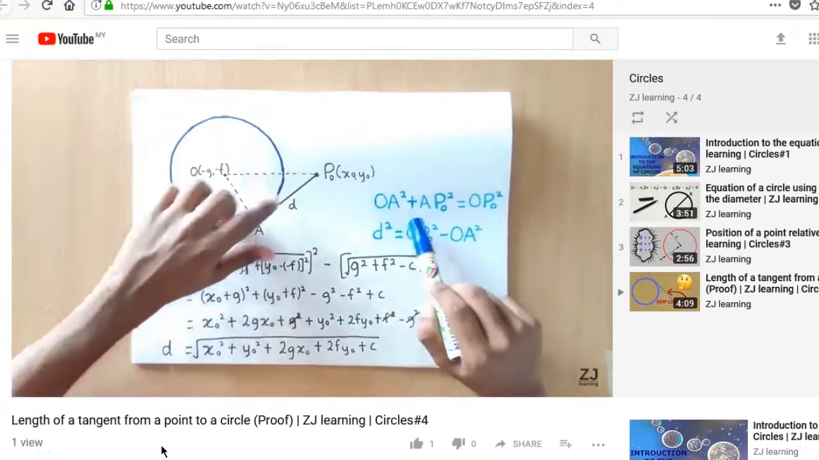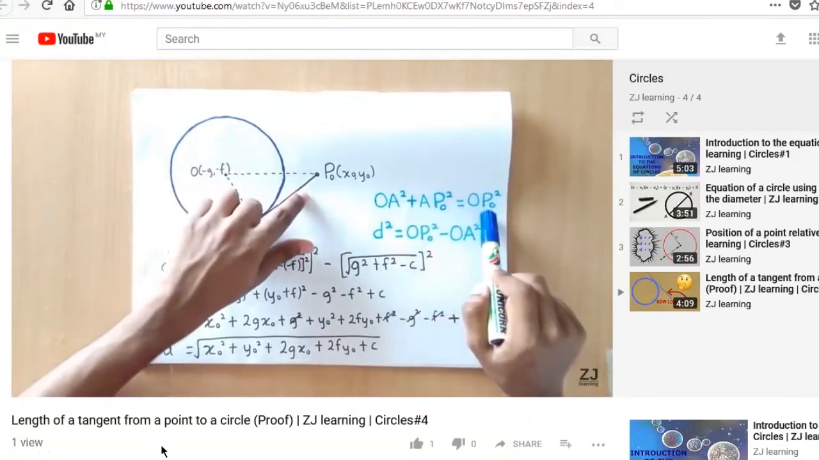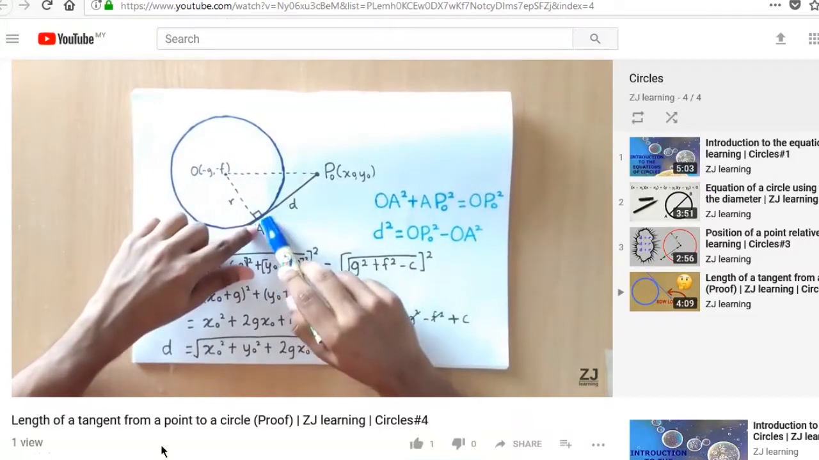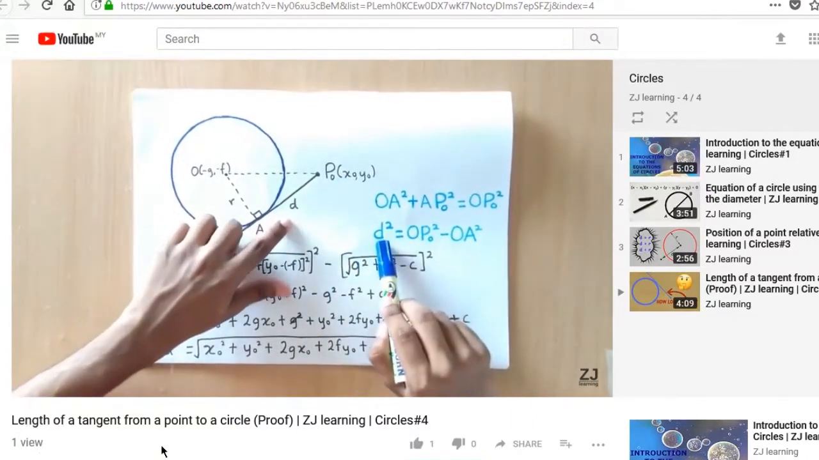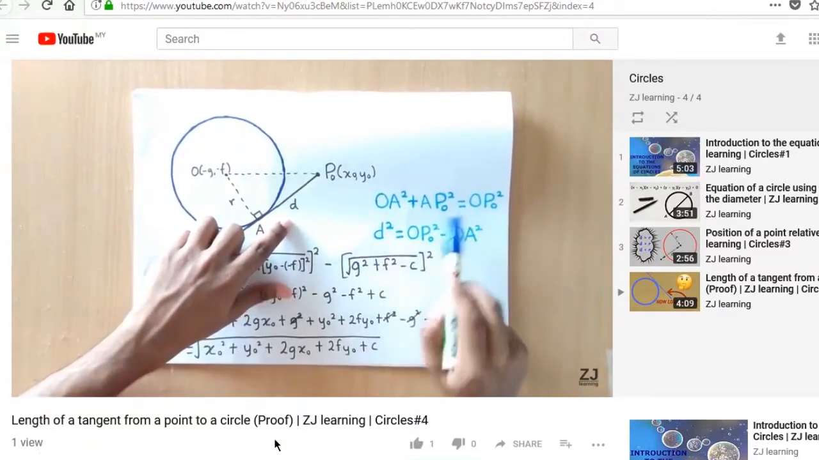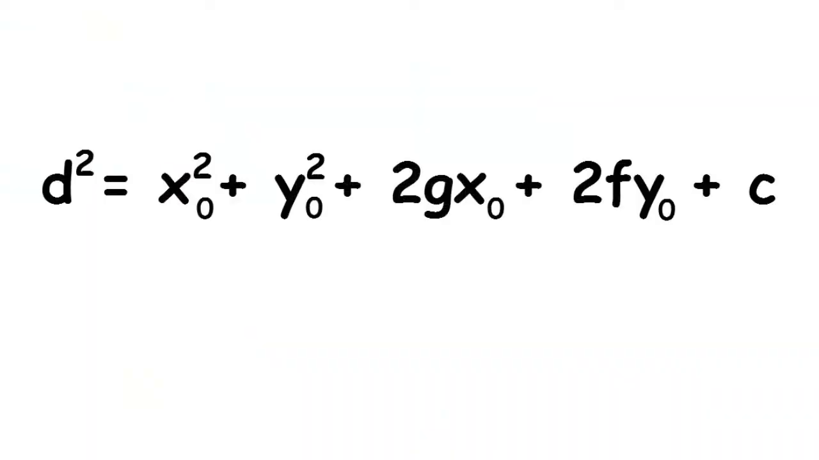In our previous video, we learned how to find the length of a tangent using the formula d equals square root of x naught squared plus y naught squared plus 2gx naught plus 2fy naught plus c. Today, using this formula, we will determine the position of a point with respect to a circle.